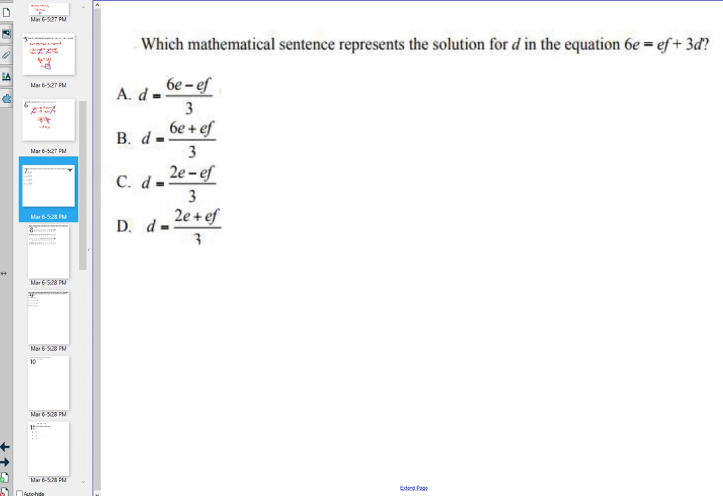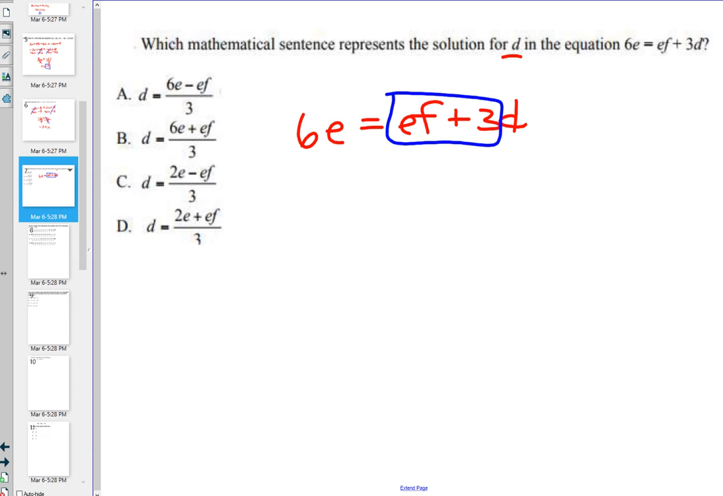Which mathematical sentence represents the solution for D? So this is a literal equation. We did these also. They're also known as formulas. They have several variables, and they just want you to isolate one of the variables. So this tells me 6e is equal to EF plus 3D. That means if I want to get D by itself, I have to get rid of all this. If I could somehow just erase that, then D would be by itself. But I can't just erase it. I have to do it using math. So what would I get rid of first and how?